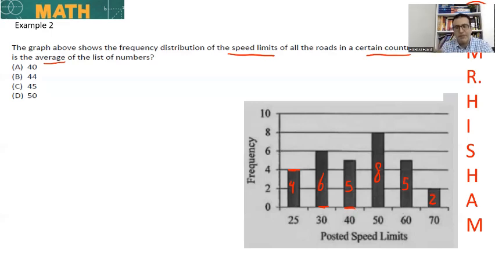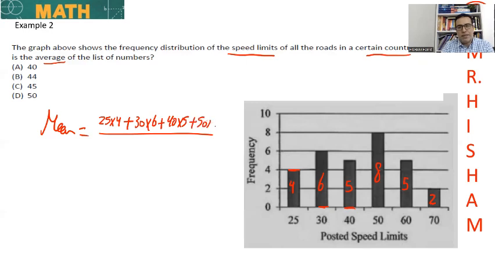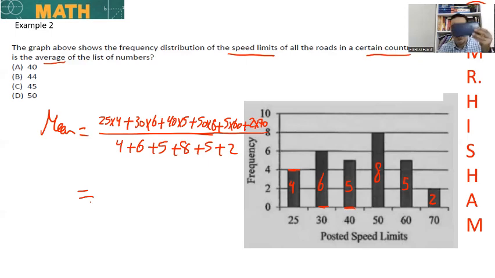25 is repeated 4 times. 30 is repeated 6 times. 40 is repeated 5 times. So if you wanted to find the mean, directly what you are doing is multiply 25 by 4, and then multiply 30 by 6, and then multiply 40 by 5, and then 50 by 8, 60 by 5, and 70 by 2, and add the values. Then divide by the number of cars and use your calculator.